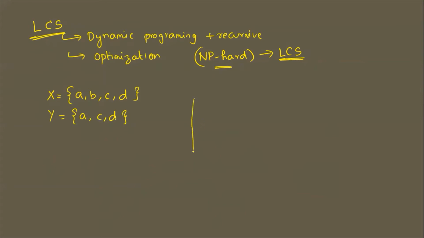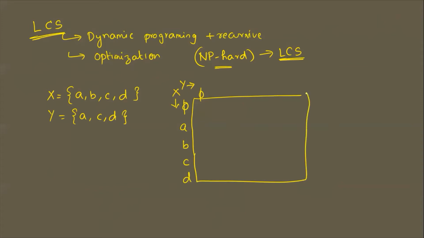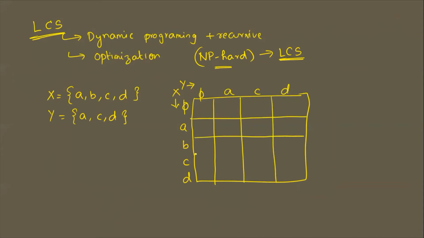So here I have to make a table. The X values I'll write in this way, and then the Y values. You can write it any way; I am taking this manner. So the first is initialization. I'll take it as phi, and next is A, B, C, and then D. Next, coming to here, the Y string characters, that is A, C, and D. So now this is done. I have made the table.